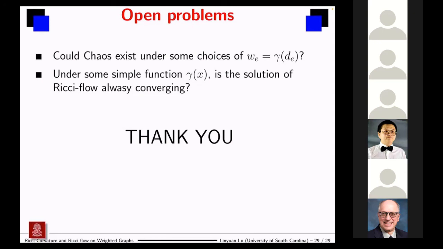Now, if your gamma function is very nice, like an identity function, or let's say 1 over d to some power, or 1 over square, for example, or just a constant function, then maybe we can prove the Ricci curvature always converges. We don't know, but we hope we can get some result. This paper is just a start, giving a mathematical foundation for Ricci flow on graphs. There are a lot of questions remaining. I'm sure some of the questions are very deep, and we don't know how to answer them.